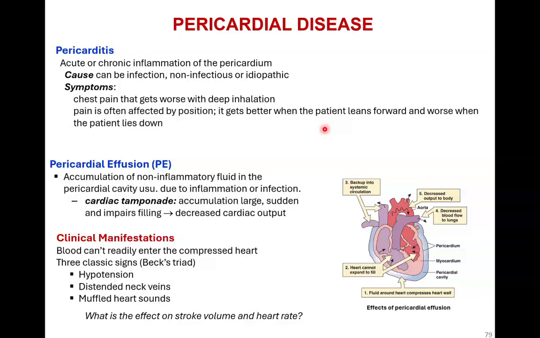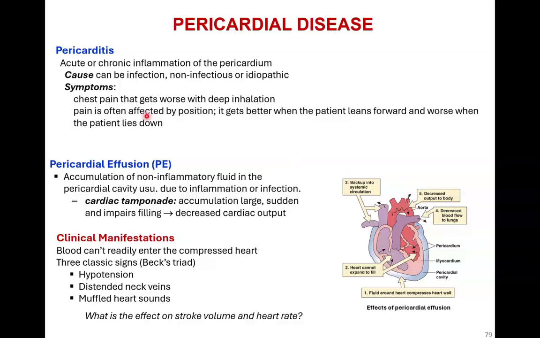It's as a result of what's called a friction rub. A friction rub is kind of like a grating sound that you hear when you listen to the heart with a stethoscope. It's because that inflammation causes what are normally smooth and lubricated layers to slide against each other and become rough. And so you get this grating sound that is very characteristic of pericarditis.